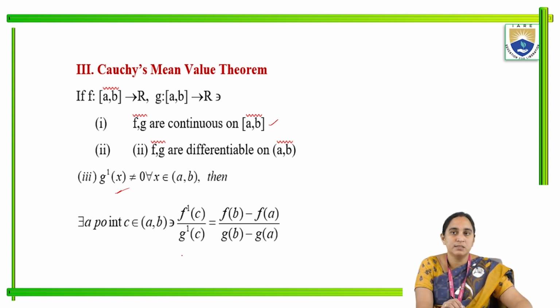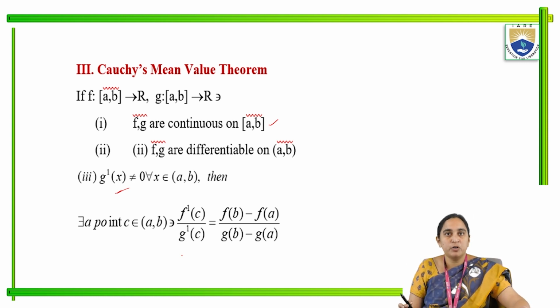According to that, I'll discuss some questions now. The first point: f and g are continuous, second: f and g are differentiable, and third: g dash of x not equal to 0 for all x belongs to (a, b), then there exists a point c belongs to (a, b) such that f dash of c by g dash of c is equal to f of b minus f of a by g of b minus g of a.